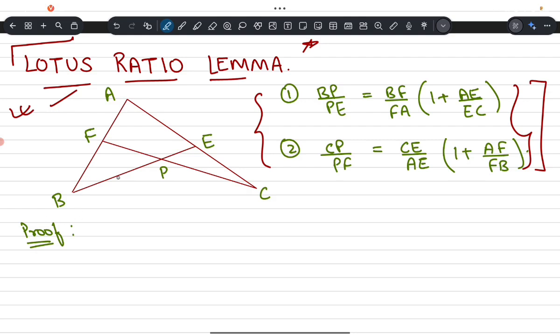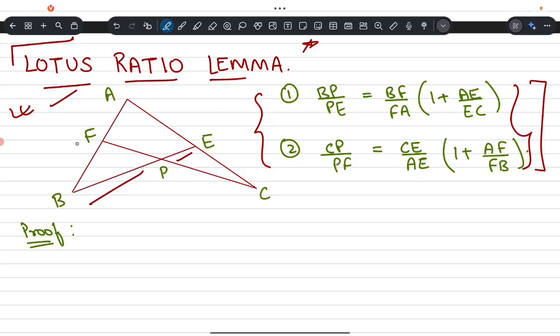So we have this sort of setup. I want you to remember the configuration. We have BP by PE, and we need to find it. It equals BF by FA into 1 plus AE by EC. Now it looks like a very complicated thing, isn't it?